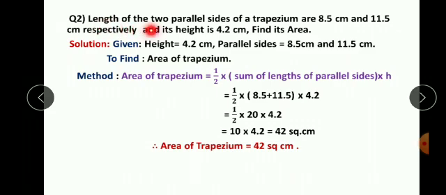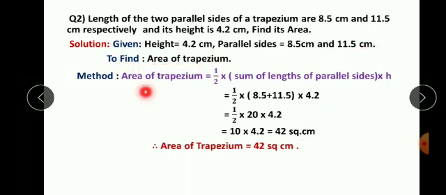Lengths of the two parallel sides of a trapezium are 8.5 cm and 11.5 cm respectively, and its height is what? 4.2 cm. So find its area. Now see the solution. What is the given thing here? Height is given as 4.2. The parallel sides are given as 8.5 and 11.5 cm. What to find, children? Area of trapezium.